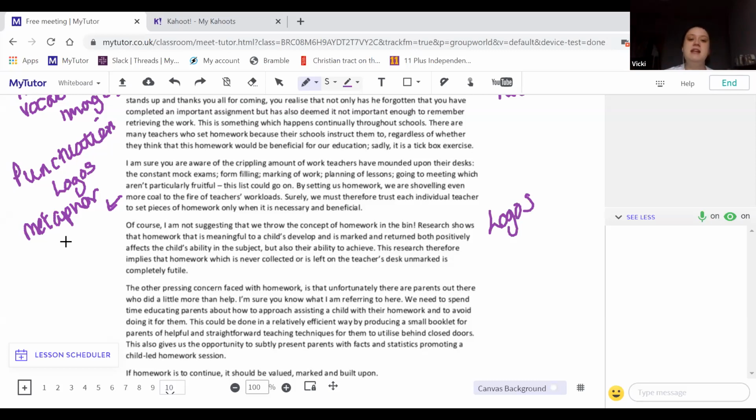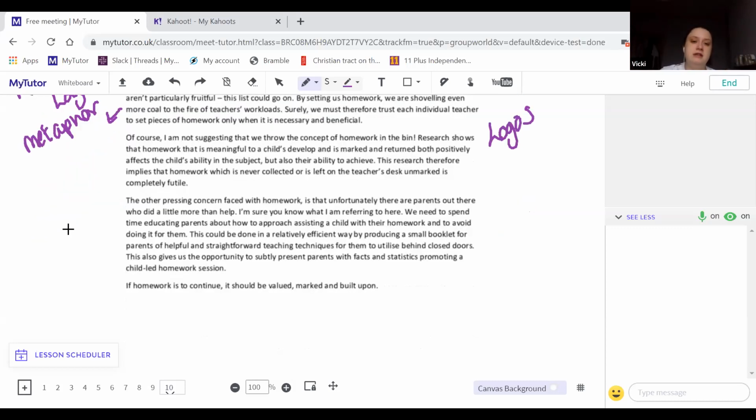That homework that is meaningful to a child's development and is marked and returned positively affects a child's ability in the subject, but also their ability to achieve. So now I'm saying, yeah, homework is a good thing, but we need to make sure that everyone is being responsible with the homework that's being set, and making sure that it has been given worthy and valuable time for both the teacher and the student, so everyone gets something out of it. This research therefore implies that homework which is never collected or is left on the teacher's desk unmarked is completely futile. So that's a very straight synopsis of what that research shows and therefore implies.